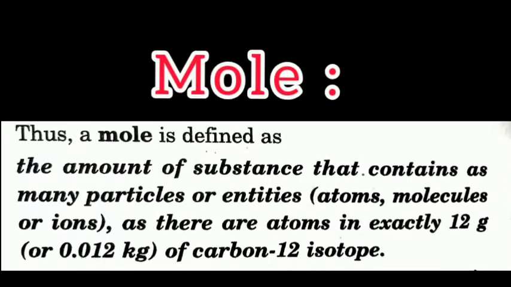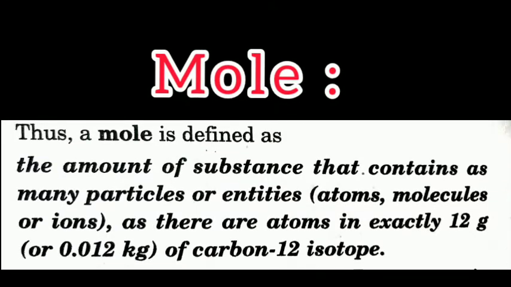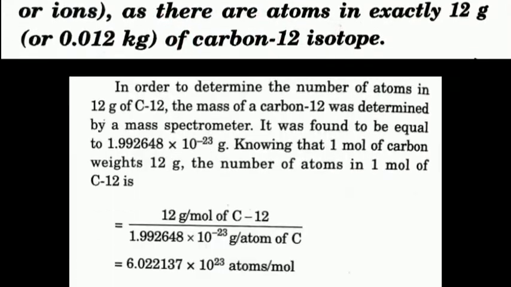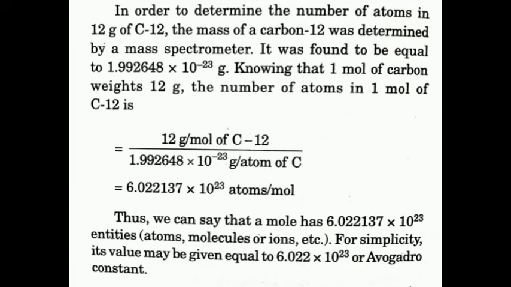Now we will see how we can define the mole. A mole is defined as the amount of substance that contains as many particles or entities, that is atoms, molecules or ions, as there are atoms in exactly 12 gram of the carbon-12 isotope. In order to determine the number of atoms in 12 gram of C-12, the mass of a carbon-12 atom was determined by a mass spectrometer. It was found to be equal to 1.992648 × 10^-23 grams.